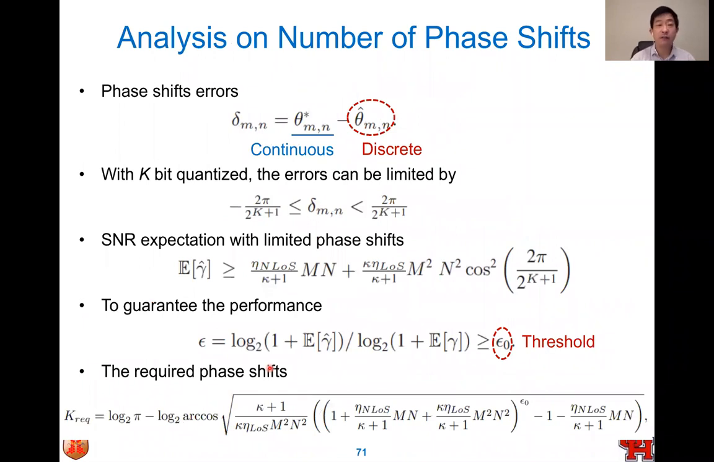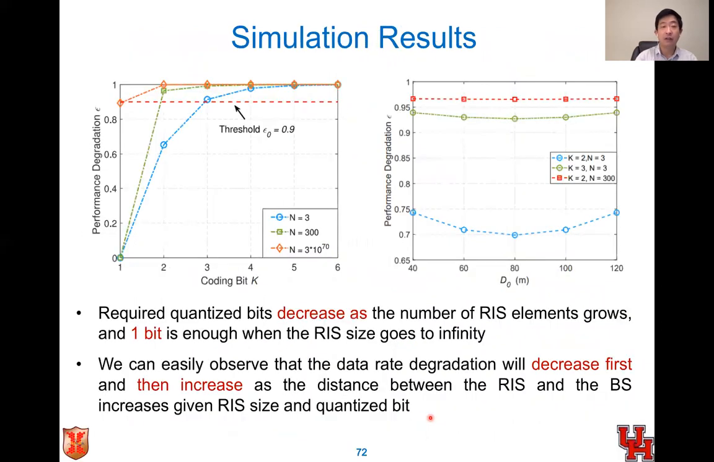And then we quantize the phase. This continuous phase and the discrete phase. Because we have the k bit, basically the quantization error is uniformly distributed within this region. And then we take the expectation over this uniform distribution, and we get this form. And then we try to guarantee the performance. So basically for the ideal case, and this is the quantized case, and then there's a threshold, there's a performance gap. We define this as a threshold. And then we require the phase shift within this one, how much we need, and we get a closed form solution. So here we show that, okay, this is the ideal case.